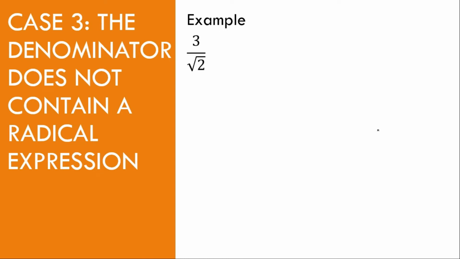Okay, sa case 3 naman, the denominator does not contain a radical expression. So, dito, bawal kasi tayo magkaroon ng square root sa denominator or any radical expression. Square root, cube root, hindi pwede mangyari yon. So, dito tayo, 3 over square root of 2, anong gagawin nyo dyan? Kailangan nyo lang i-multiply yan sa fraction na nagko-contain yung denominator natin. So, square root of 2 over square root of 2.